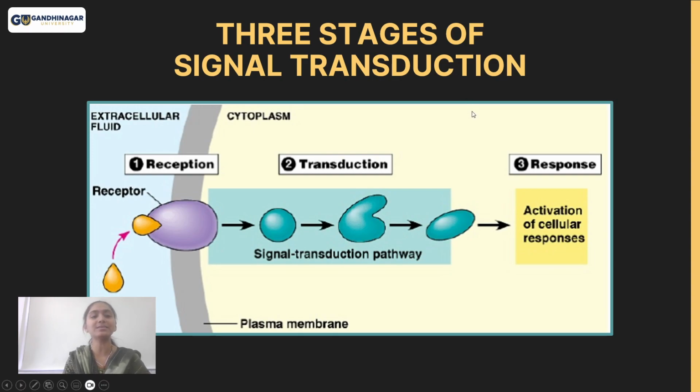Finally, the signal triggers a specific cellular response, which can include changes in gene expression, alteration in enzyme activity, cytoskeletal rearrangement, or secretion of signaling molecules. The response ultimately leads to a physiological effect such as cell growth, cellular metabolism, cellular differentiation, movement, or death.